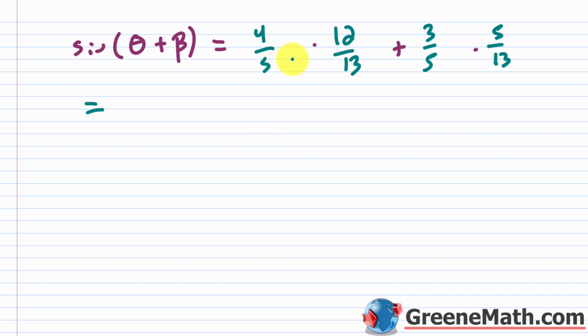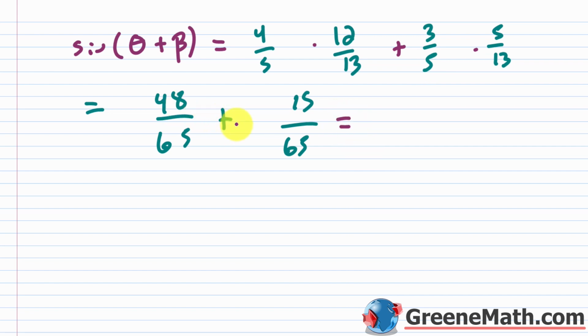So 4 times 12 is going to be 48. This is over 5 times 13 is 65. And then plus 3 times 5 is 15. And this is over 5 times 13, which is 65. The reason I didn't cancel there is because I want to get a common denominator. If you go through and cancel stuff, a lot of times with these problems, you have to go back and get a common denominator. And it's just extra work.